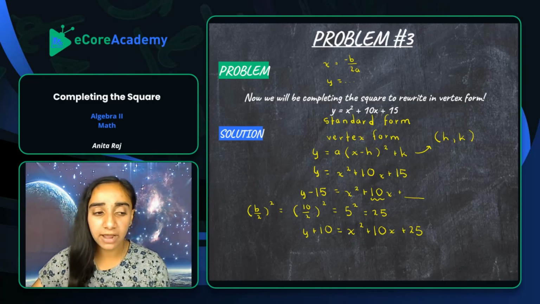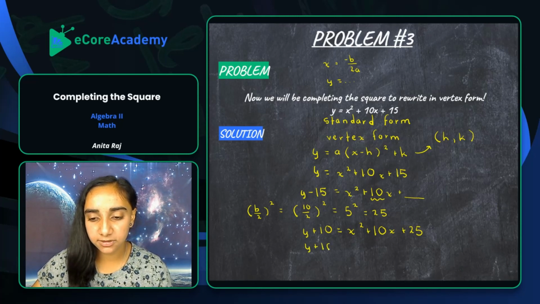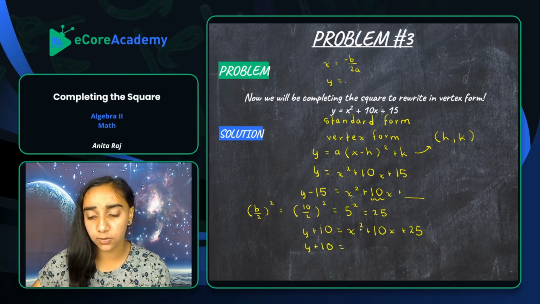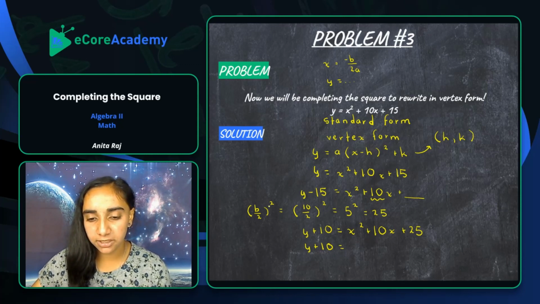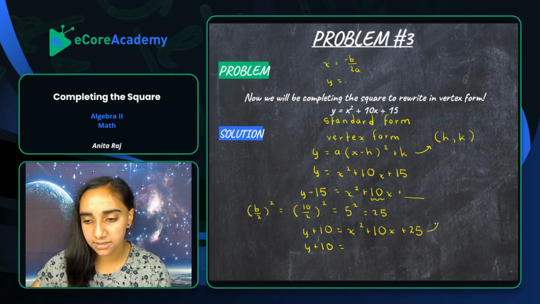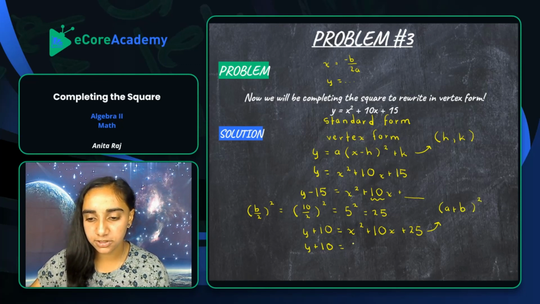And if you want to factor this, which we are going to do, if I just bring this down, y plus 10, and I want to rewrite the right-hand side of the equation, the perfect square trinomial, in factored form, I look at the b divided by 2. b divided by 2 is equal to 5. And because we have a positive sign here, this perfect square trinomial is going to be a plus b squared, not a minus b squared. Therefore, it's going to be x plus 5, because b divided by 2 is 5, plus 5, that quantity squared.